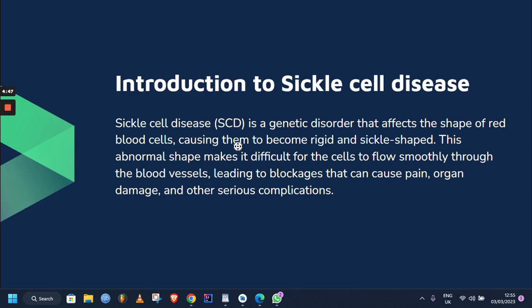Sickle cell disease is a genetic disorder that affects the shape of the red blood cells, causing them to become rigid and sickle shaped. This abnormal shape makes it difficult for the cells to flow smoothly through the blood vessels, leading to blockages that can cause pain, organ damage, and other serious complications.